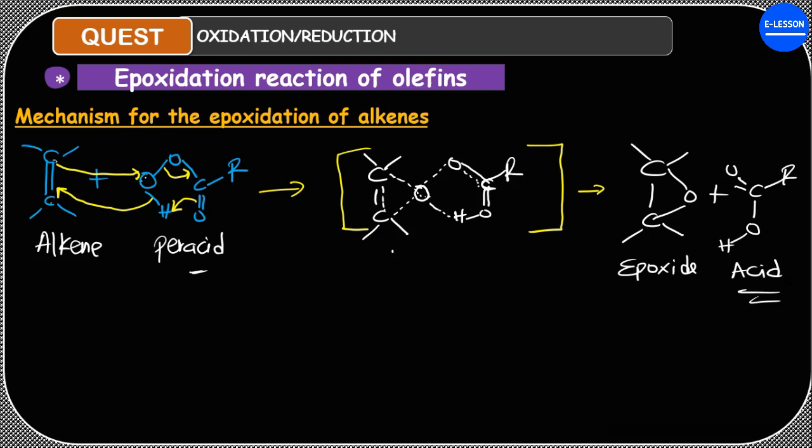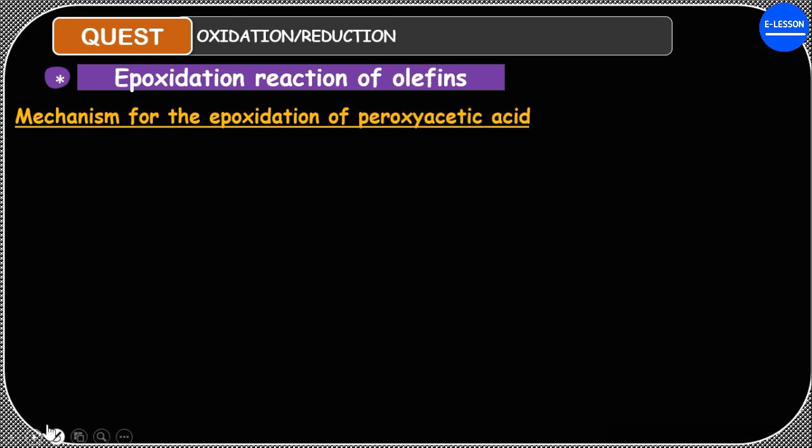All right, so how do we learn this? Let us write the mechanism for the epoxidation of propene by peroxy acid. It's still the same thing. Propene is something like this.